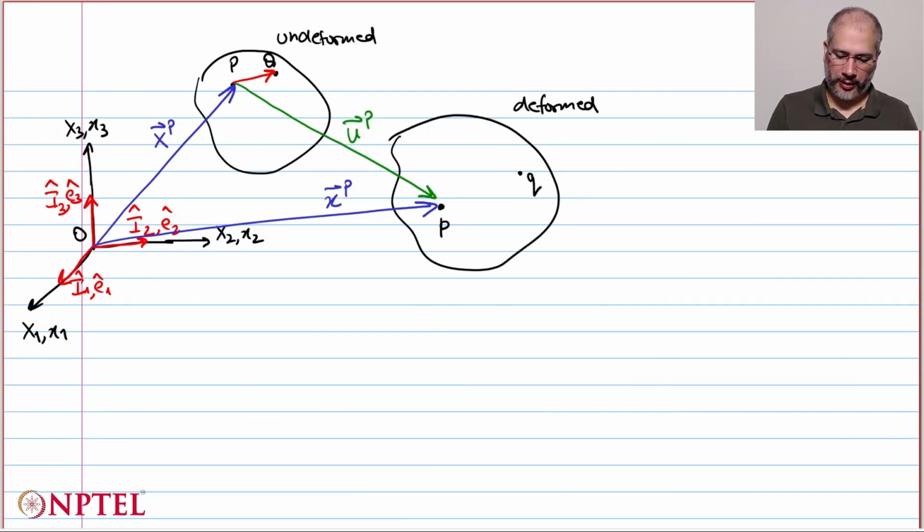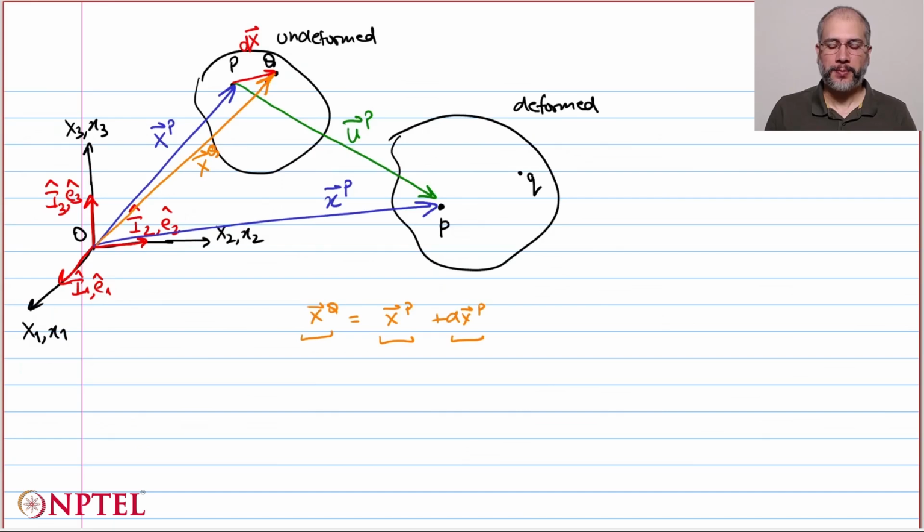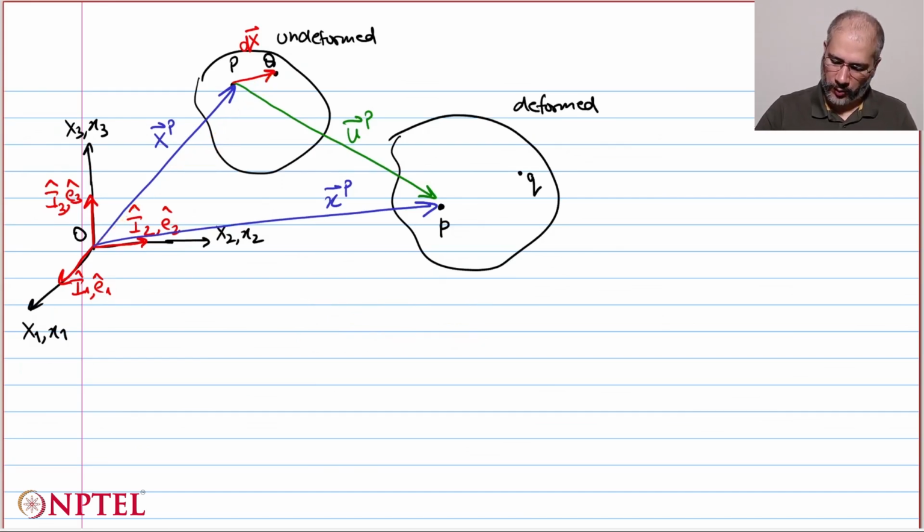And this vector that I've just drawn is nothing but the capital dX vector, because I can show that to you, that the point Q has a position vector which is capital XQ, and this capital XQ is given as capital XP plus dXP, because all the discussion is happening with respect to the point P. So I can simply write that Q is dX away from P. With that understanding of notation, we also see that in the deformed configuration, this vector from small p to small q is the vector d small x.